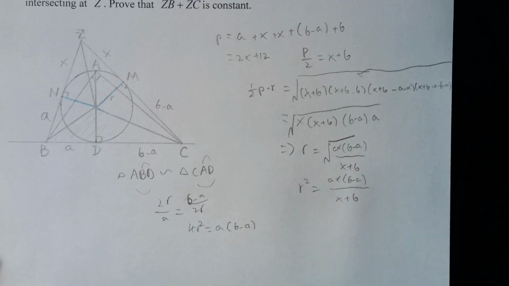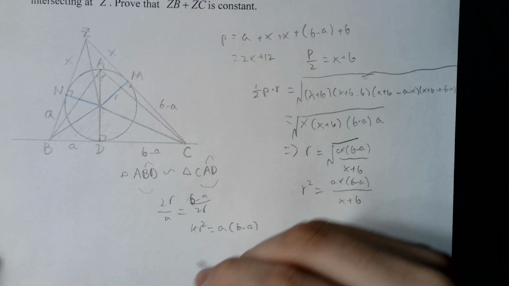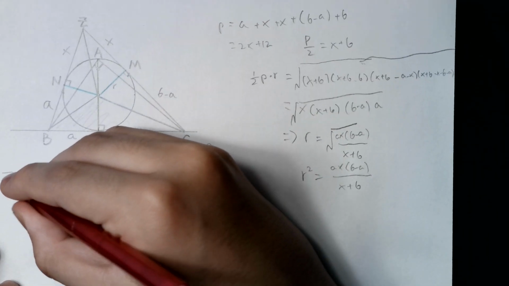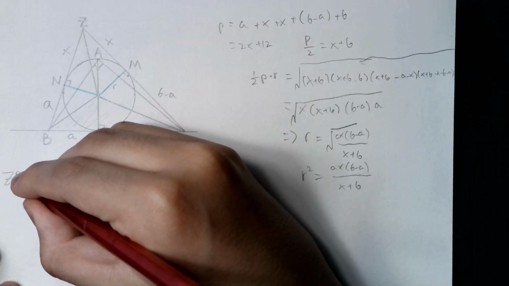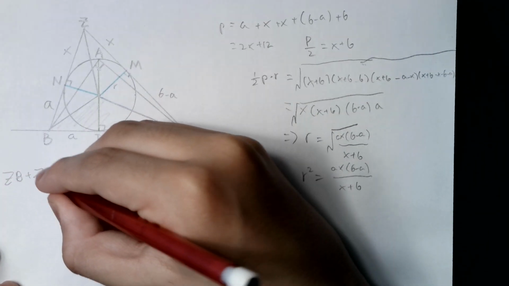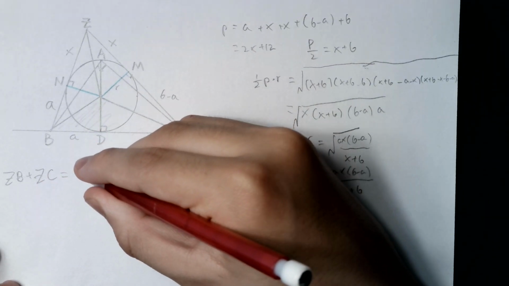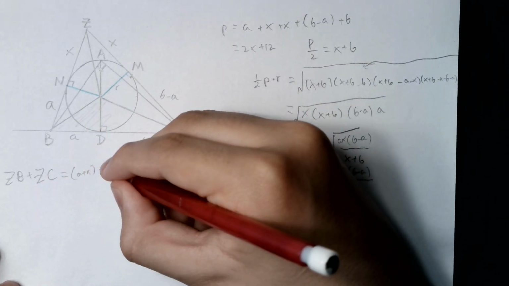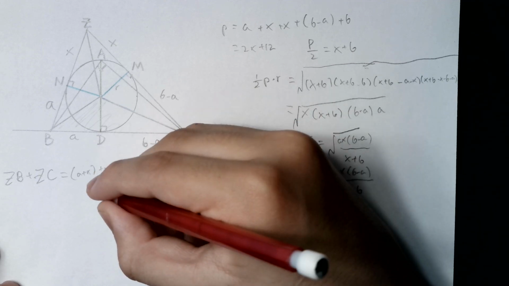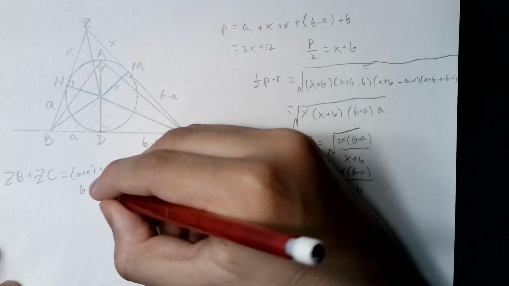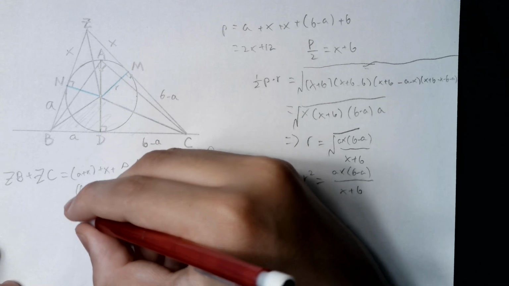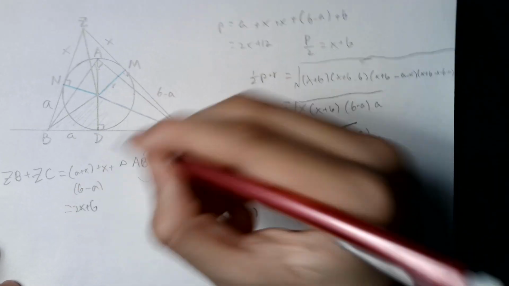So now let's look for ZB plus ZC. Now we can see here that ZB plus ZC is just going to be equal to a plus x plus, looking over here, 6 minus a, and this is going to be equal to 2x plus 6.